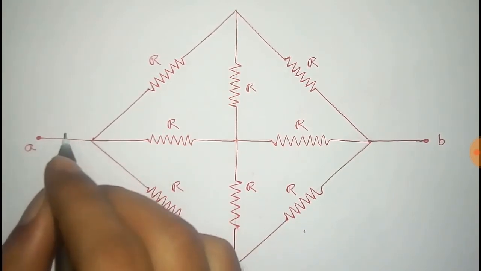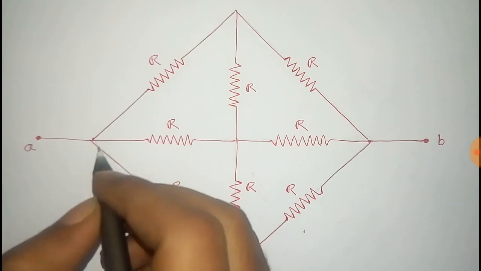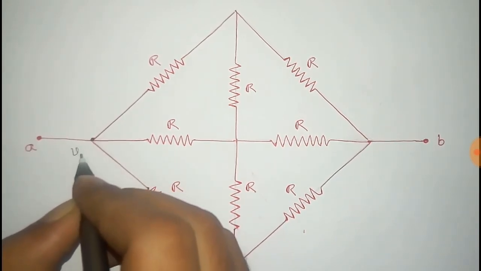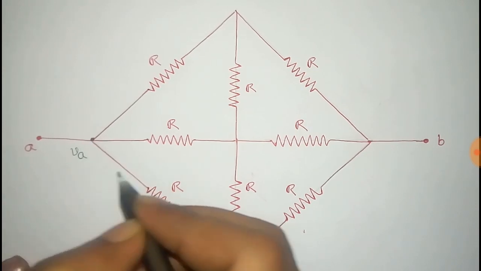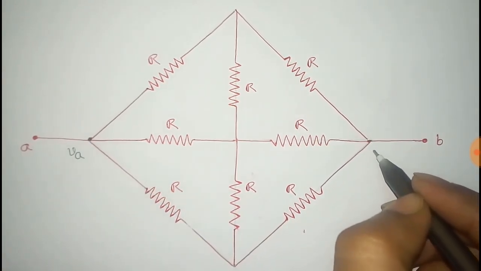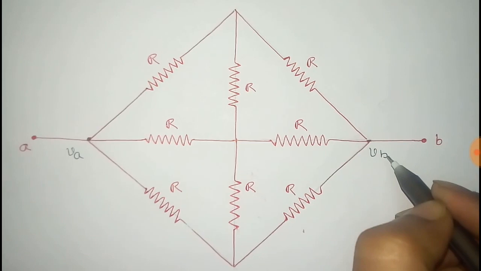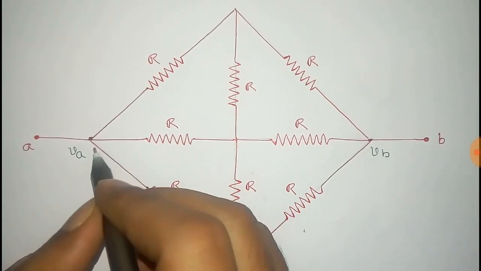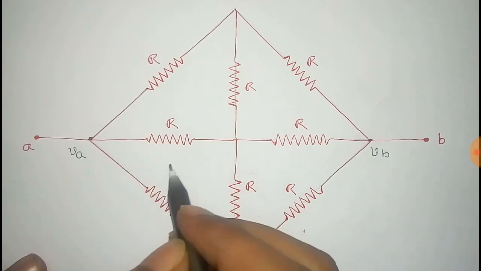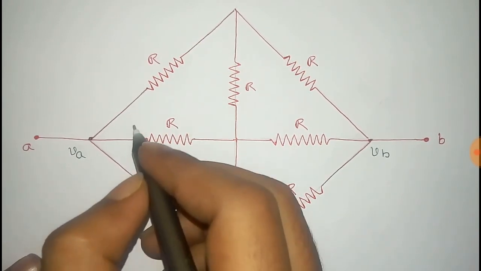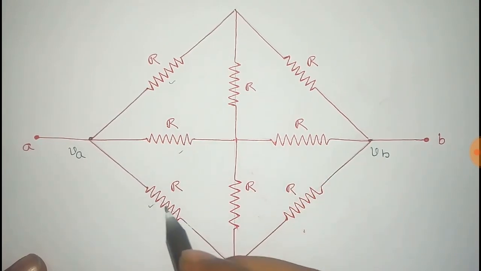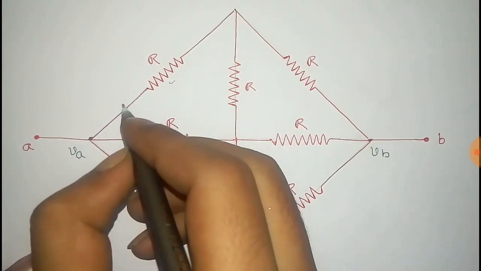First of all, consider that the potential at the point A is VA and the potential at the point B is VB. You can see that all these three resistors have the same value, that is R. So the same current will flow through these resistances. So let's consider that this current is I.